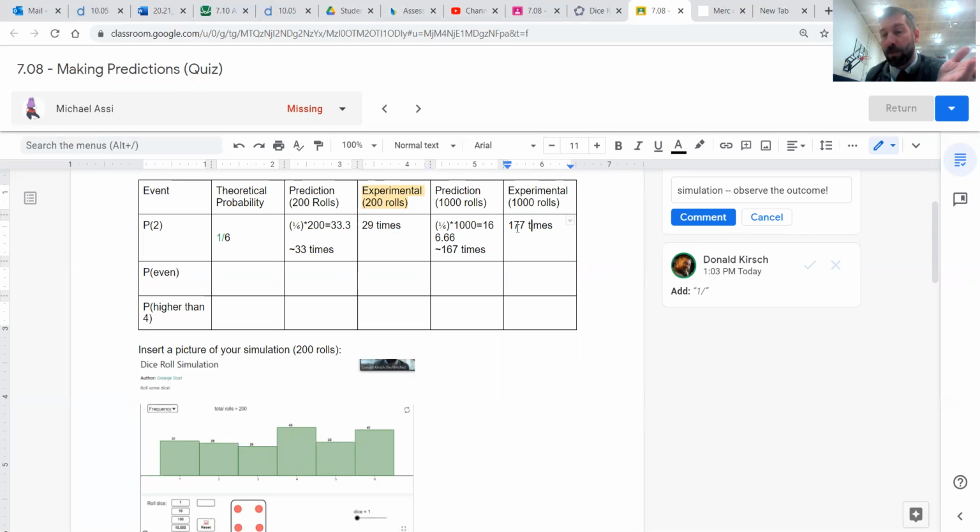And really, the more times that we run this experiment, if we ran this to 10,000 rolls or 1,000,000 rolls, we would actually see those theoretical and experimental values start to approach each other in a very close way.